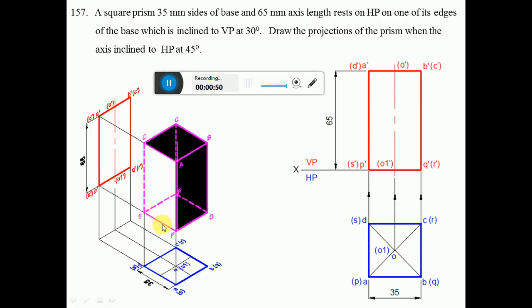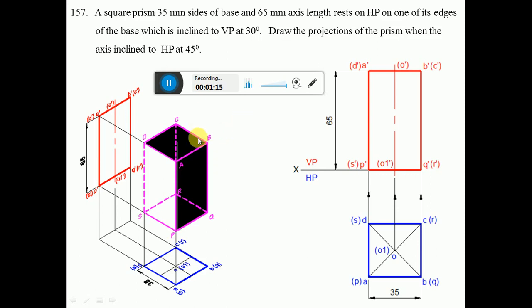Since it is a square prism, the top surface is going to be a square and also the bottom surface is going to be a square of 35 mm side. So the sides PQ, QR, RS and SP are going to have a side of 35 mm. When you look from the front view, we can see the height of the prism, which is 65 mm.